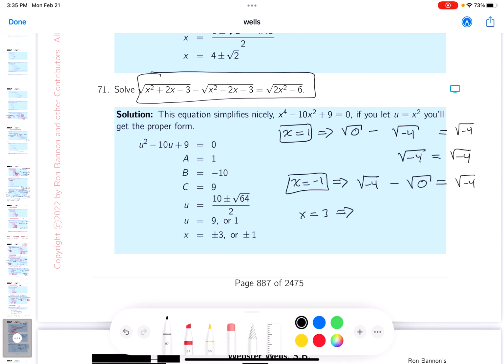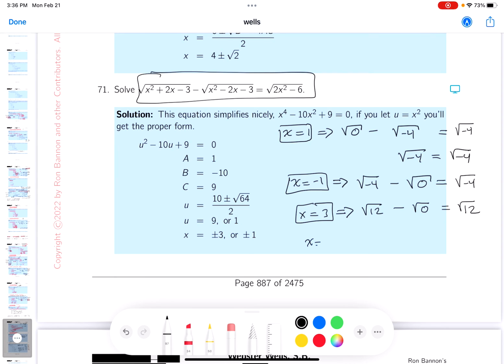Let's take a look at that. 9 plus 6 minus 3 is 12. Minus root 0 equals, let's see, that would be 18 minus 6 is root 12. That works. Clearly works, by the way. Root 12 does equal root 12.